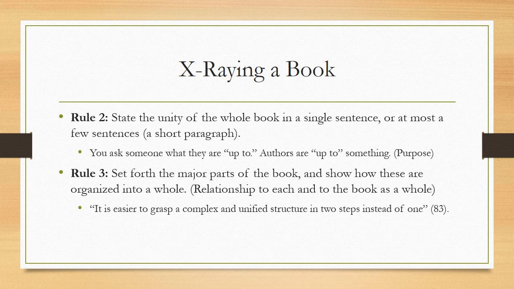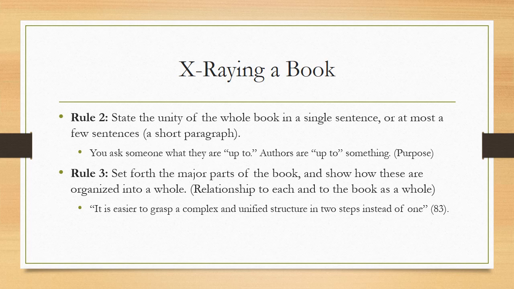And so why do this? If you write one sentence saying what it's about and then 3 or 4 sentences summarizing the different parts, why not just do this all as one step or one rule? And he has a great point here. I really like this point. I think it's so true and so helpful. He says, it is easier to grasp a complex and unified structure in 2 steps instead of 1.